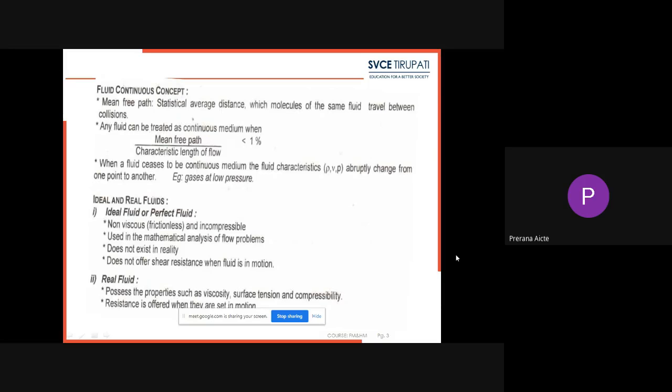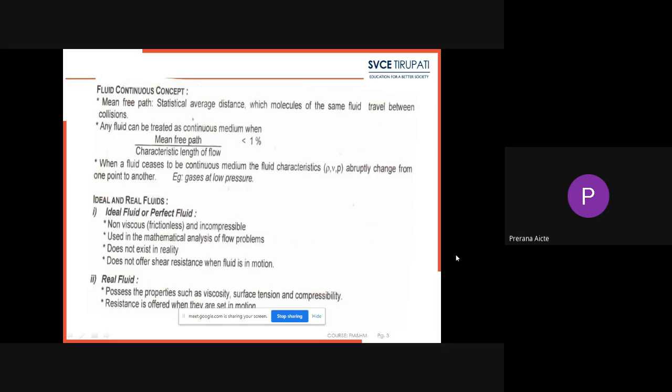And of course, any fluid can be treated as a continuous medium if the mean free path divided by the characteristic length of the flow is less than 1%. So whatever the type of fluid, whether grease, oil, water or mercury, if the ratio of mean free path to characteristic length of the flow is less than 1%, then it is considered a continuous medium.